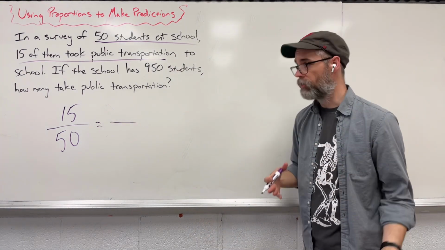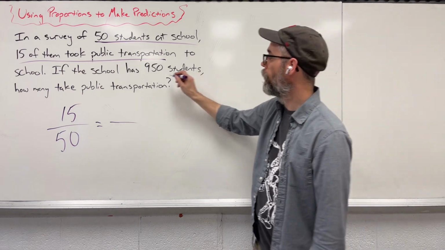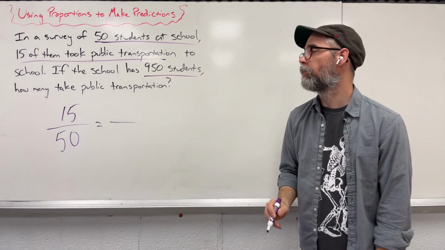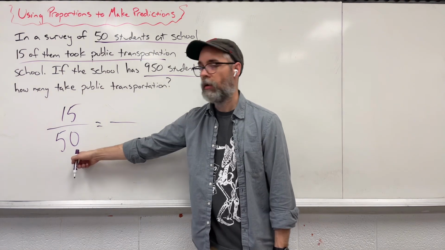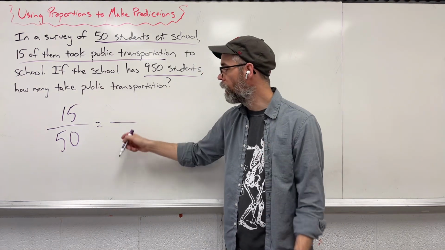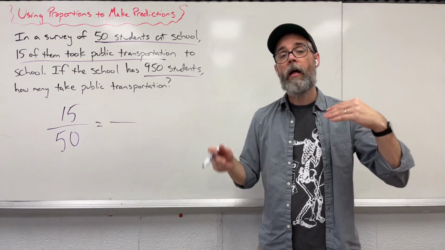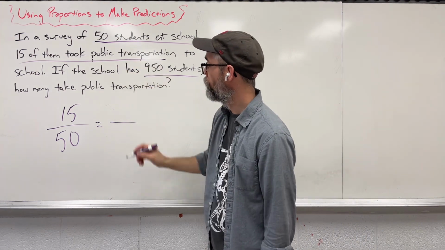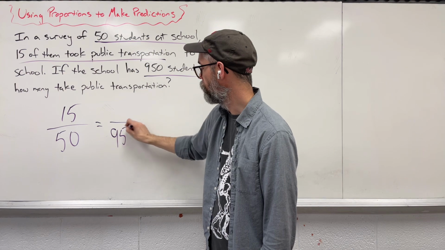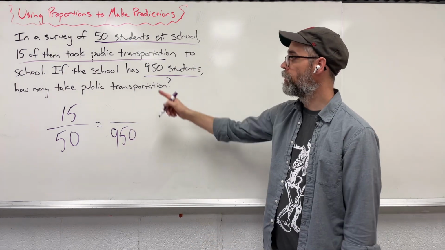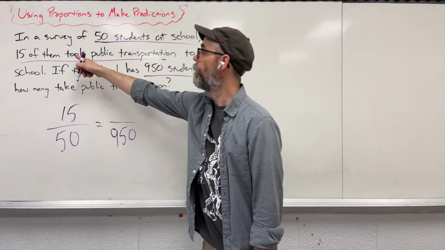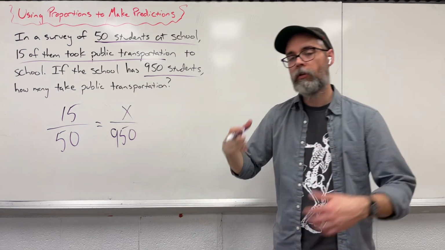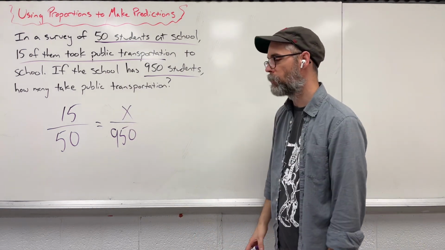We need to create a proportion. That just means two ratios. The only other number that we have is 950 students. That's going to be the same as this 50. We want to make sure that when we create our next fraction, our next ratio, everything's going to be in the same location. So 50 students, here we're going to have 950 students. We're looking for the number that take public transportation. 15 took public transportation, so our top spot, our numerator, is going to be that spot.